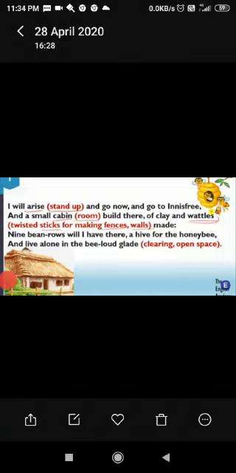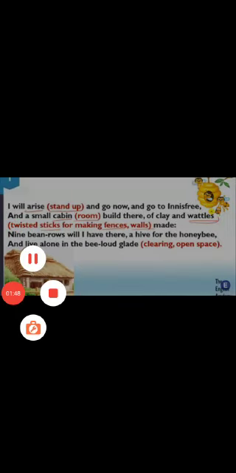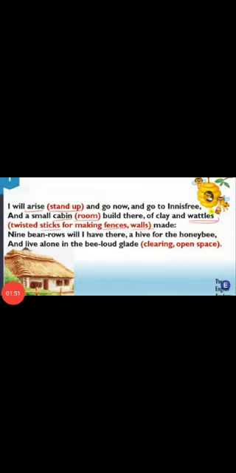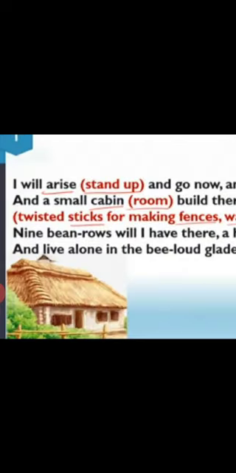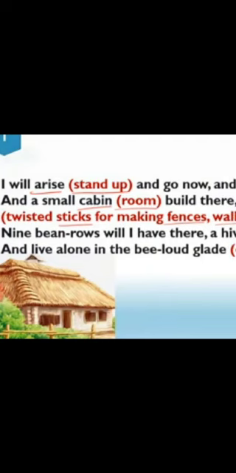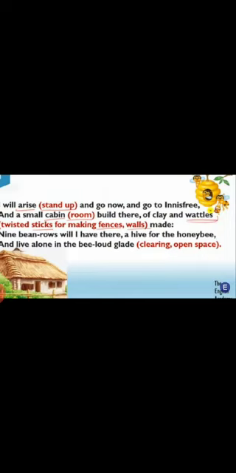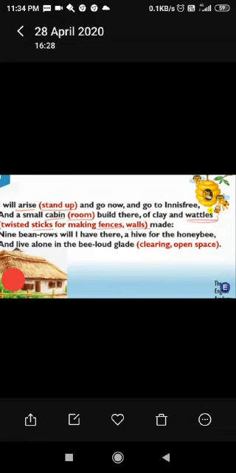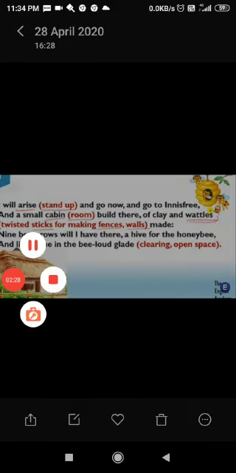So here arise means stand up, and the second word is cabin. Here cabin means room. The third word is wattles. Wattles are twisted sticks for making fences and walls, as you can see here in this hut. These twisted sticks are known as wattles. The next word is glade. Glade means a clear open space. Got it? So here are the word meanings of the first stanza.